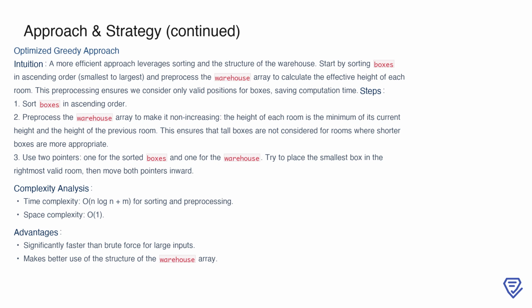The placement of boxes is performed with 2 pointers, one iterating through the sorted boxes and the other iterating from the rightmost valid position in the warehouse. The smallest box is placed in the largest available room that can accommodate it, and both pointers are adjusted accordingly. This approach significantly reduces computational overhead, with a time complexity of O(n log n + m), where n accounts for sorting the boxes and m covers the pre-processing of the warehouse array. It also maintains a space complexity of O(1), making it both efficient and memory-friendly.